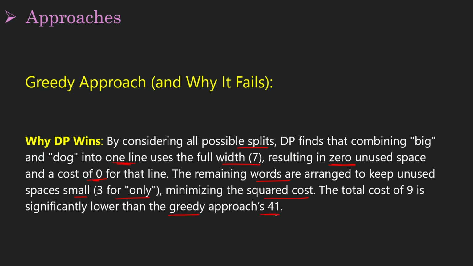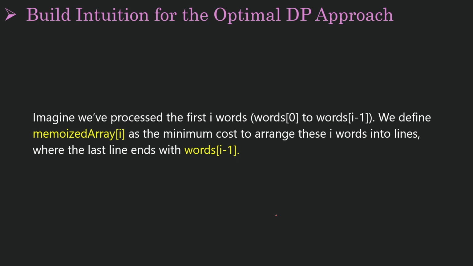Let's build intuition for the dynamic programming solution. The word wrap problem has optimal substructure and overlapping subproblems, making DP a perfect fit. Imagine we've processed the first i words, words 0 to i minus 1. We define memoized array[i] as the minimum cost to arrange these i words into lines, where the last line ends with word i minus 1.